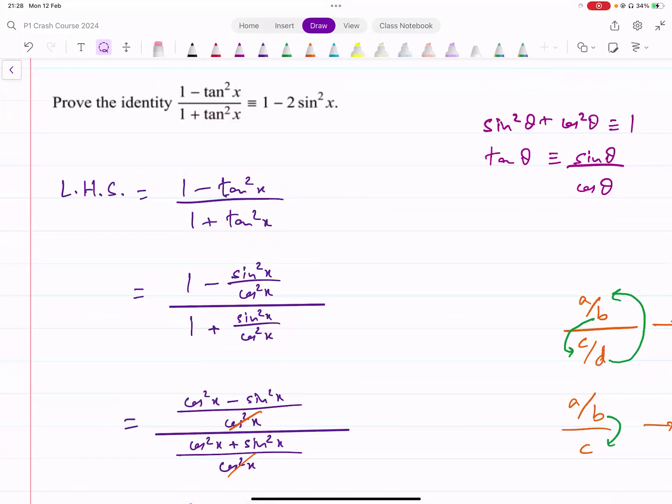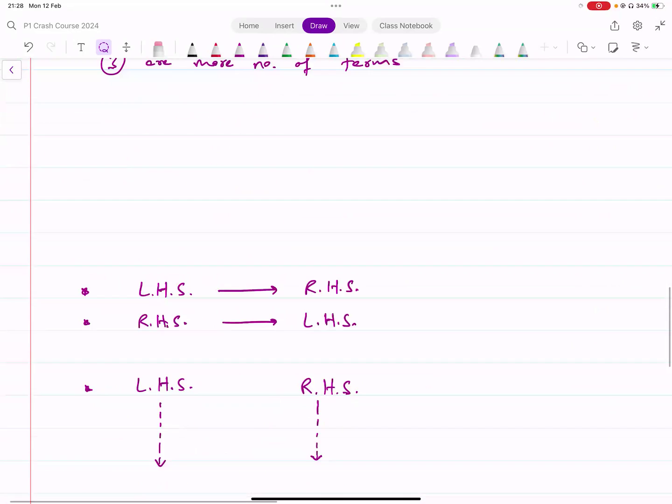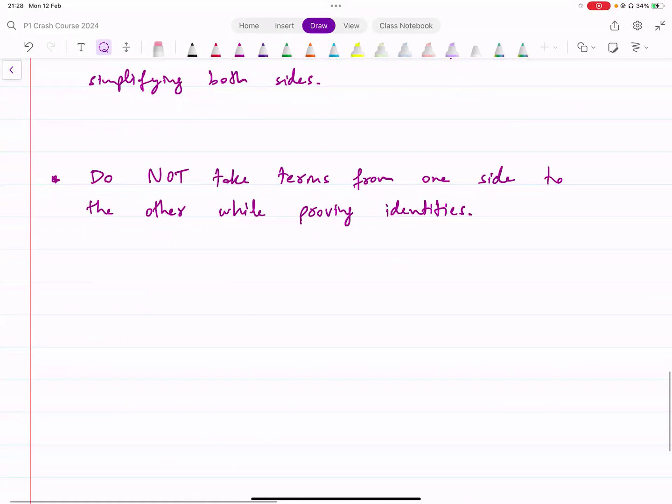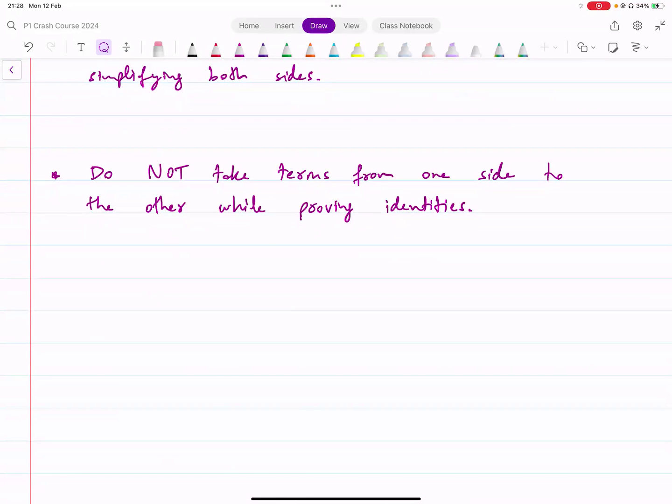The left hand side should be separate. The right hand side should be separate. You can't take terms from one side to the other. That's not allowed. Is that okay? Any problem with this?